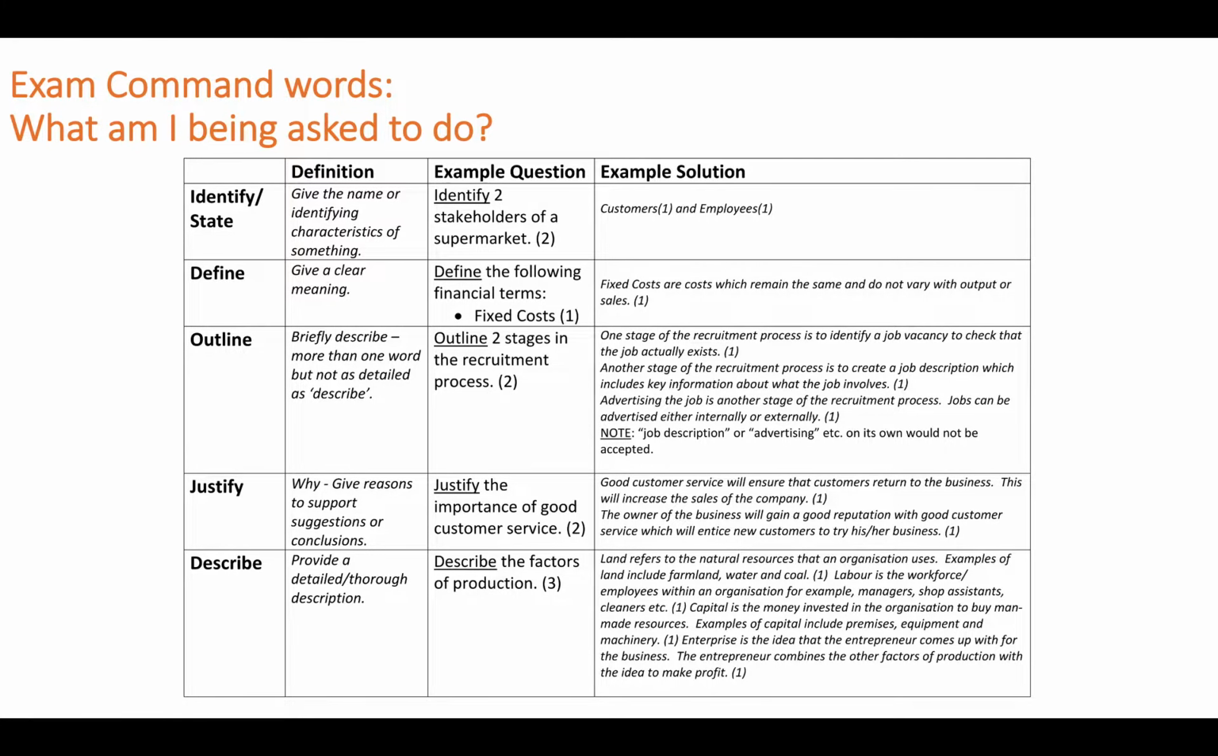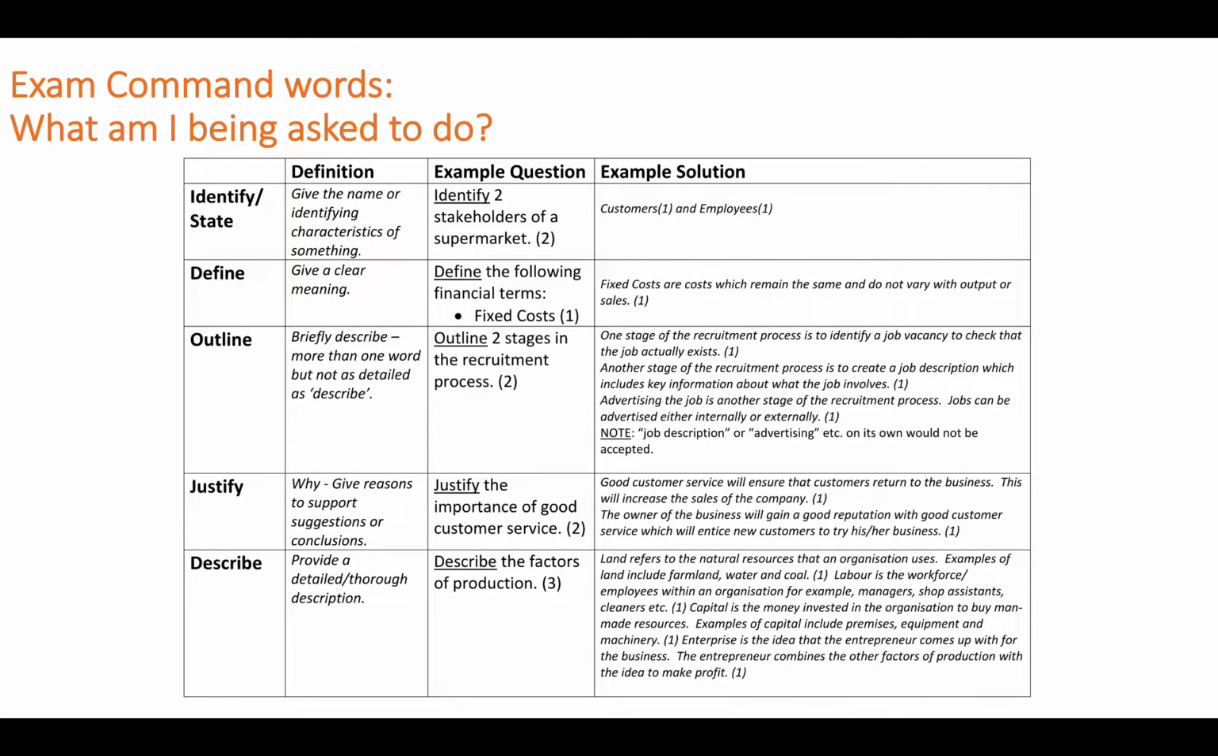And for each one of those things, you've got a certain way to answer the question. For identify, you're giving 2 simple points, or you're stating 2 points, and that is where your marks come from. For define, you need to give a clear meaning, so you have to clearly define and give a definition. For outline, you've got to briefly describe, so more than one word, but not as detailed as describe. So you're giving a little explanation about what the question is asking.